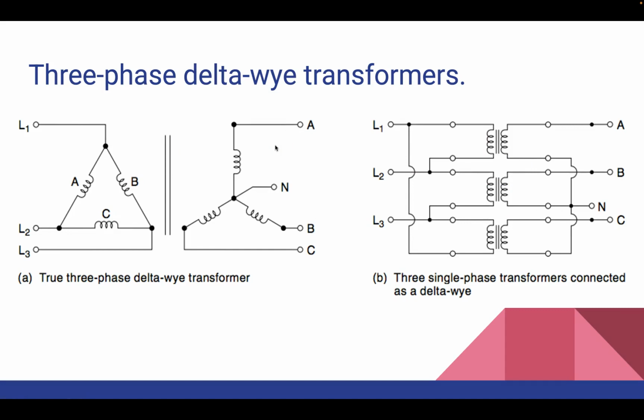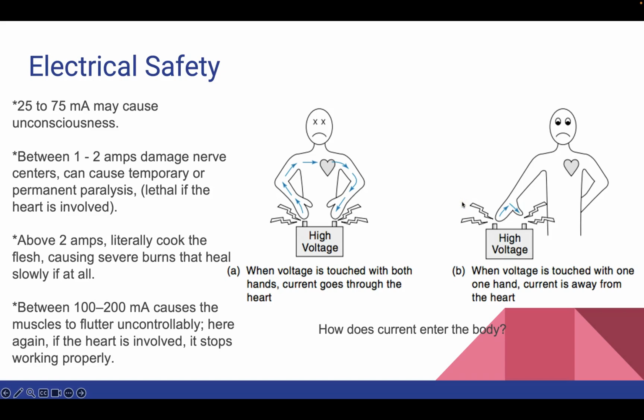So the delta-Y transformers are used in various industrial and commercial settings to match the voltage levels and also balance the loads across three-phase systems, and they ensure that we have efficient, reliable operation of all the electrical equipment. Now comes electrical safety, which is a very important aspect in electrical engineering.